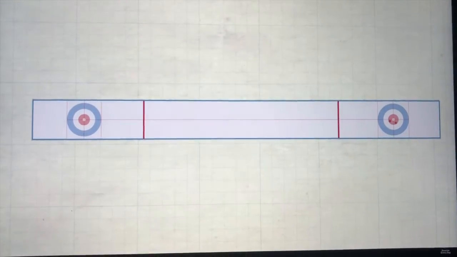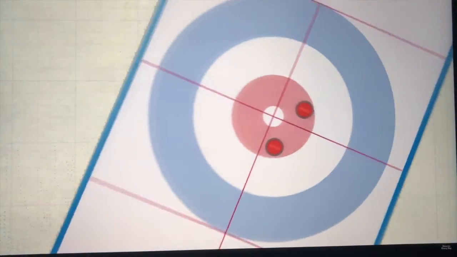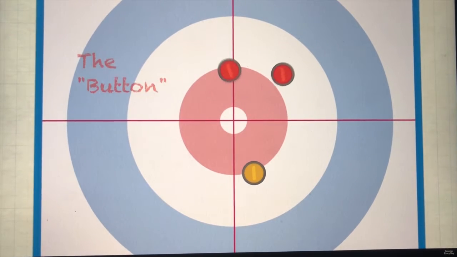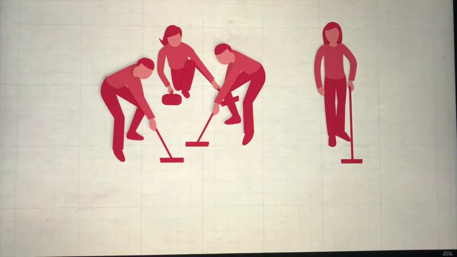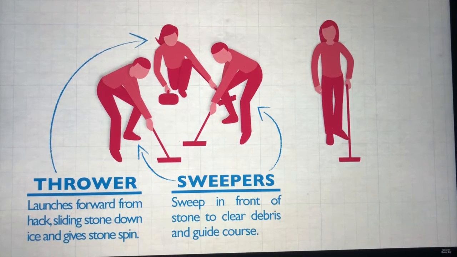Watching men's curling live from the Olympics in Pyeongchang. This is the curling sheet, and the circles are the house. The goal is to get your team's rock closest to the bottom. There are 4 people on each team: the thrower, the sweepers, and the skipper, who's in charge.